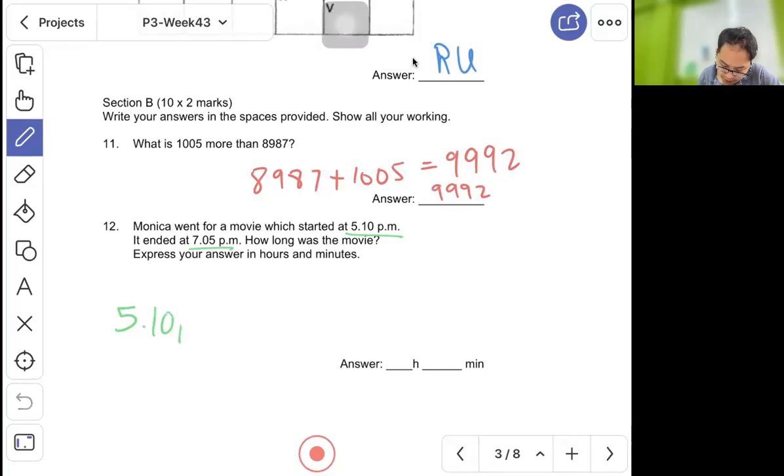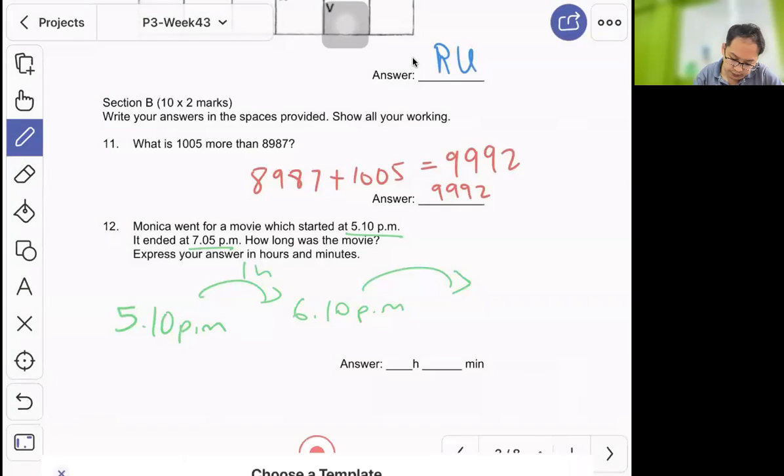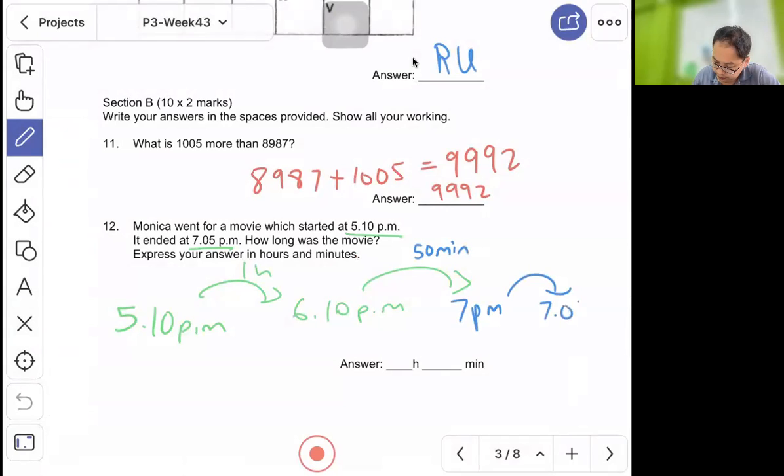So 5:10 p.m. That's at 1 hour, 6:10. So from 6:10 to 7 p.m. that is 50 minutes. Then you add another 5. We need to get 7:05. So answer is 1 hour and 55 minutes.